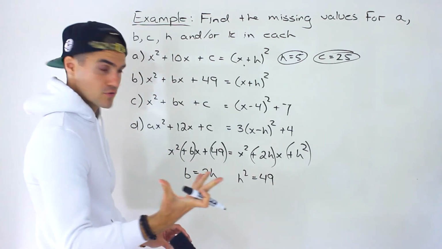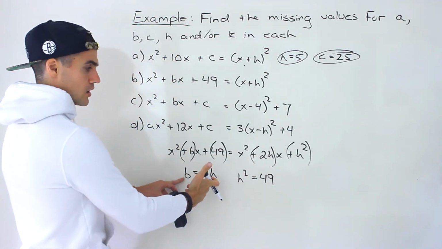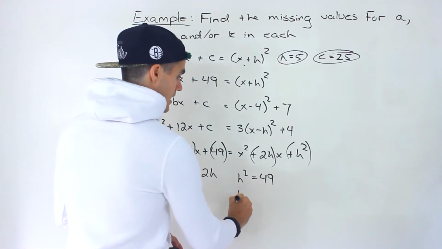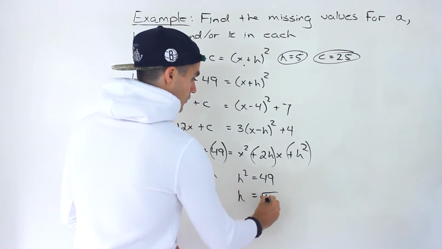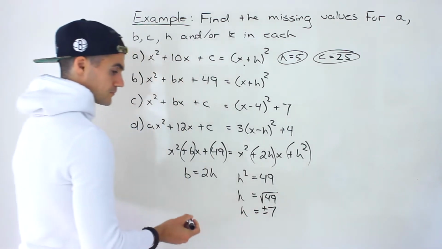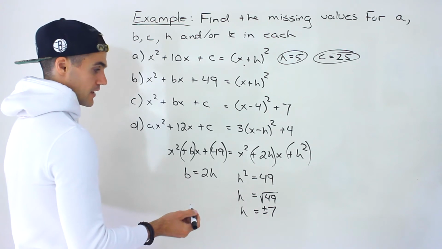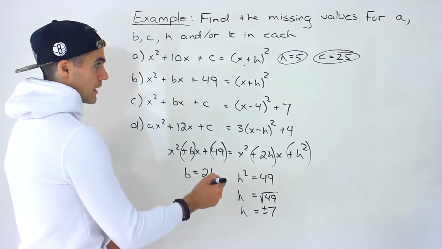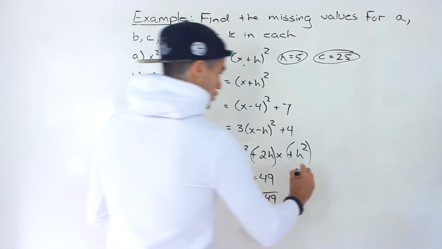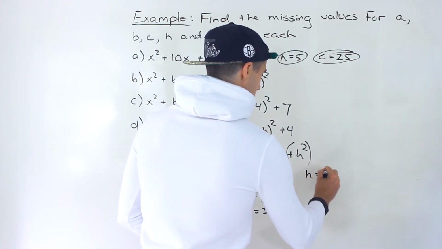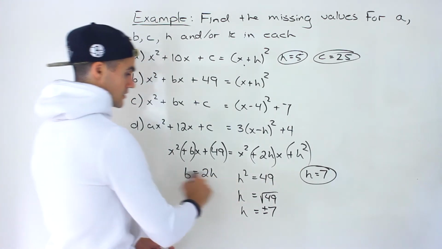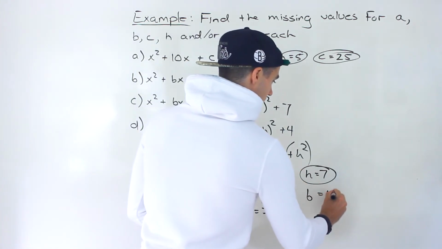So where can we solve for something? Well, over here we got two unknowns, only one equation, can't do that. But over here, notice we could say h is equal to the square root of 49. And actually here there are going to be two potential answers. h can be plus or minus 7. So if h is positive 7, for that case, if we plug in 7 over here, 2 times 7, the b value would be 14.